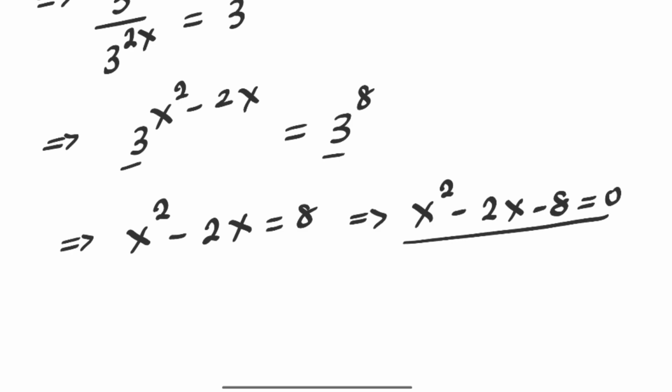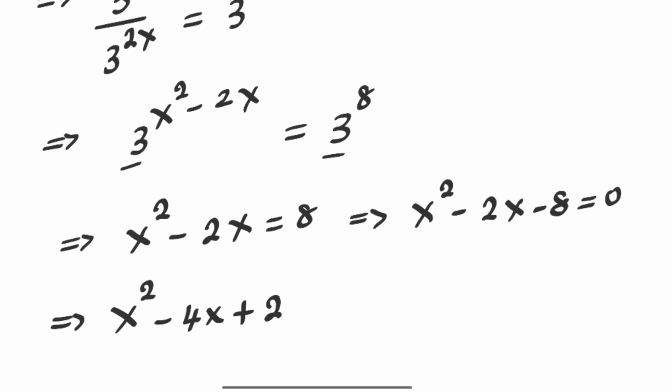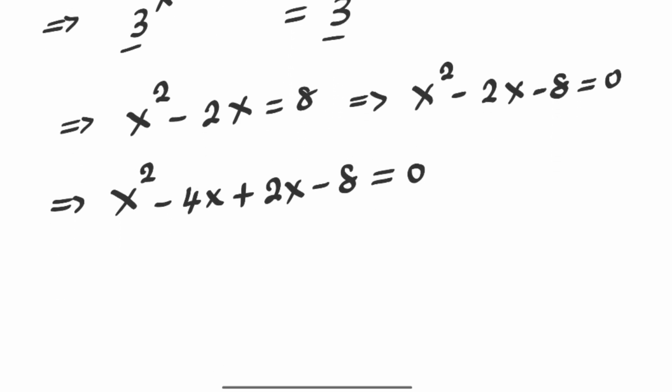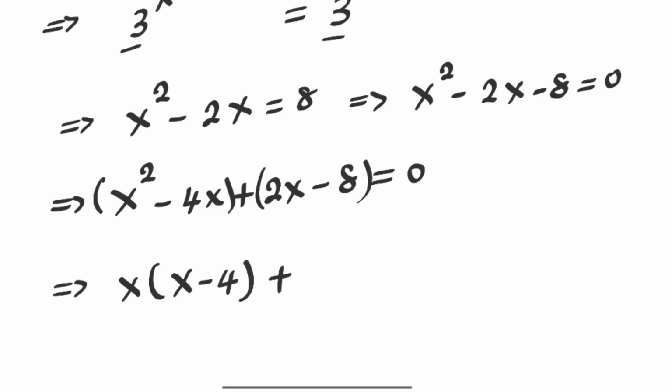This is a quadratic equation. Let us solve this using factorization method. Then the whole of this equation can be written as x square minus 4x plus 2x minus 8 is equal to 0. Then if you consider this and this, we have x bracket x minus 4 plus 2 bracket x minus 4 is equal to 0.